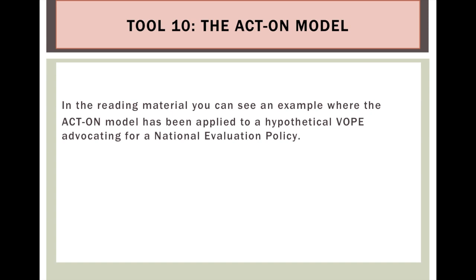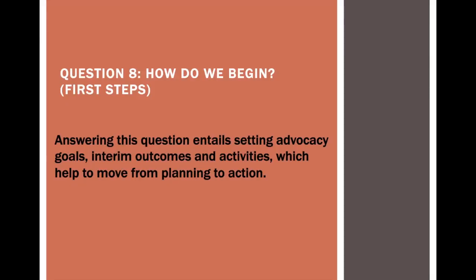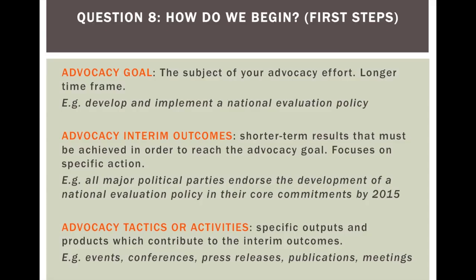In the reading material, you can see an example where this ACT-ON model has been applied to a hypothetical VOPE advocating for a national evaluation policy. Now moving on to question 8. How do we begin? Answering this question entails setting advocacy goals, interim outcomes, and activities which help to move from planning to action. The advocacy goal is the subject of your advocacy effort.